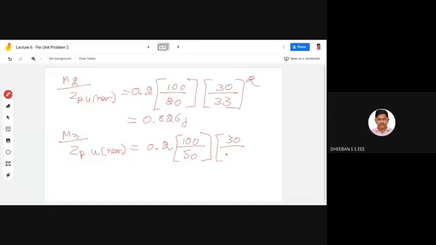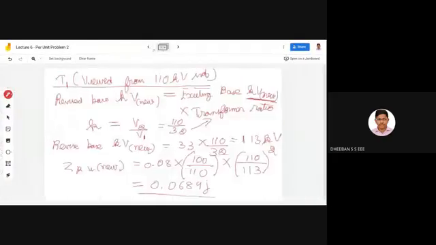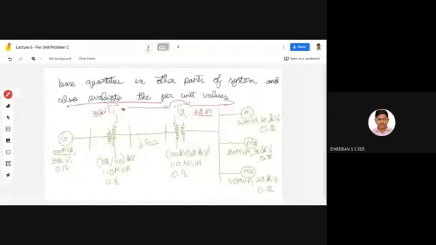Followed by M3 is 30. I can round off to 33, whole square, we will be getting around 0.331. Okay, so now we have found the per unit values for each and every electrical equipment with respect to this single line diagram.